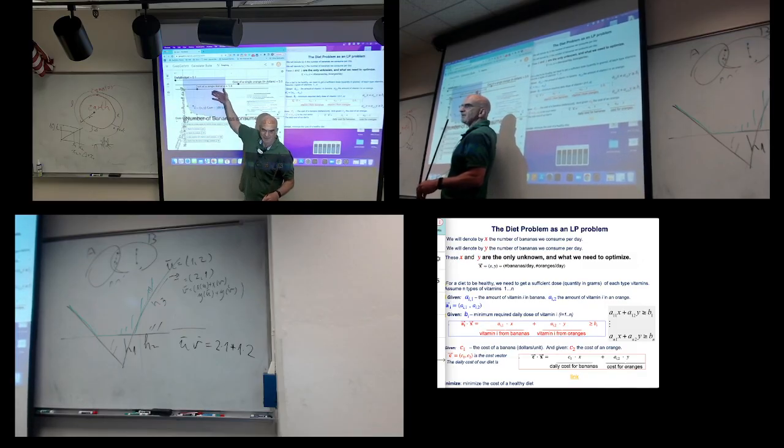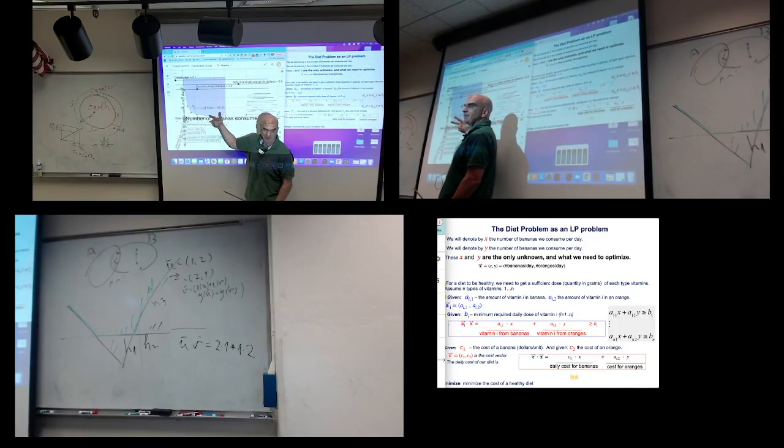Can give it a name. The feasible region are all the points of diets that are healthy for you. Healthy from vitamins A, B, C, D. This is the feasible region. Being on the boundary of the feasible region means for one of your vitamins you're just getting barely the minimum amount. You cannot go any lower than this.